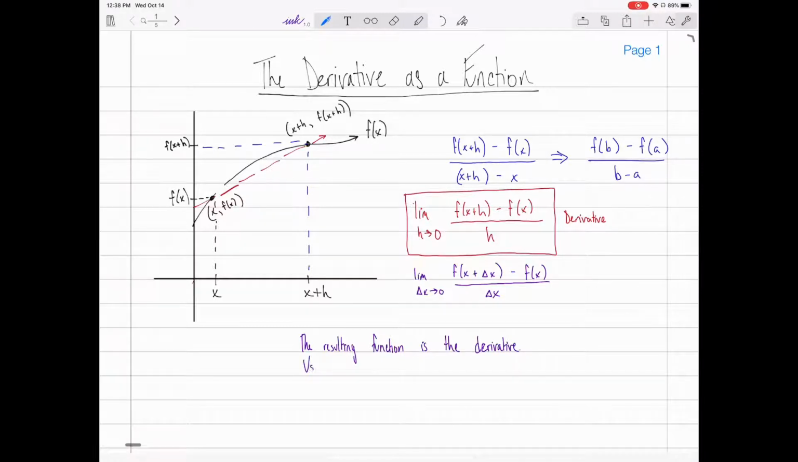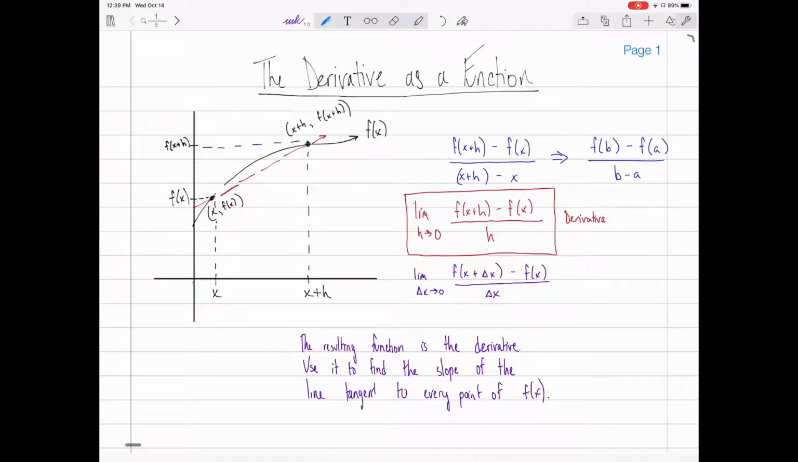So we use the derivative to find the slope of the line tangent to every point of f of x.